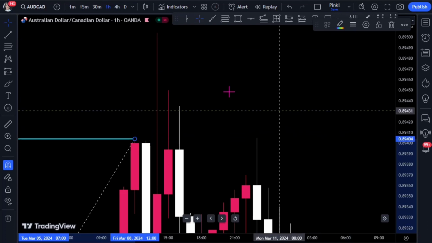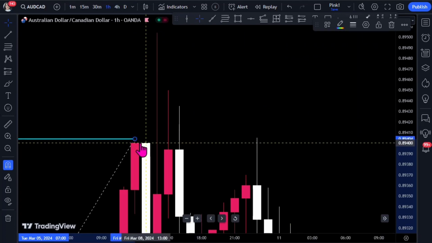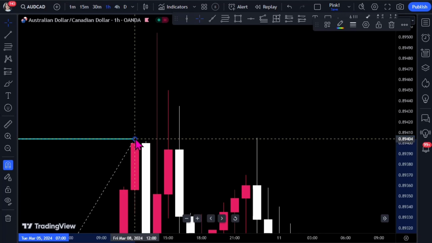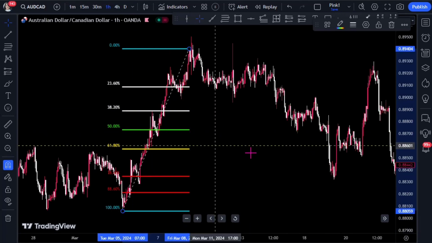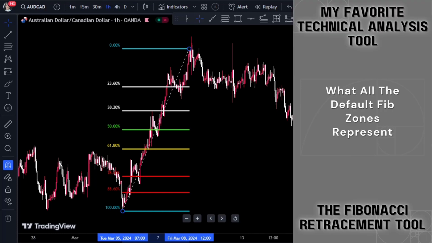Like for people who like people with long legs, it's the wicks to get you. But this is the highest body or highest set of bodies, right? And this is the longest wick of the two. So I know my fib is in the right place. Now, let's get into, I guess, what all of you are waiting for, which is the explanation of all of the default zones and what they represent.